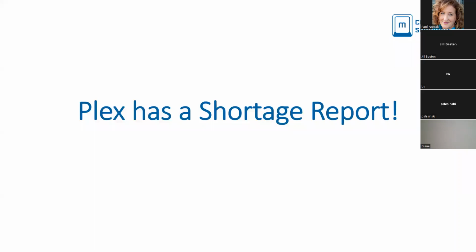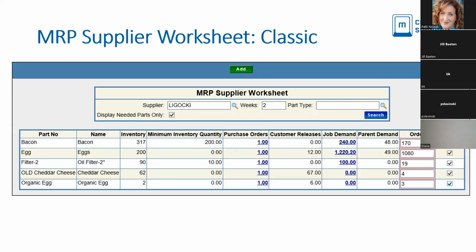All right. Next up, I often get asked why Plex doesn't have a shortage report. Well, it does. It's just called something else. It's called the MRP Supplier Worksheet. This is basically a shortage sheet by supplier. Now, I'm showing it in Classic because the screenshot's a little easier for me to see.